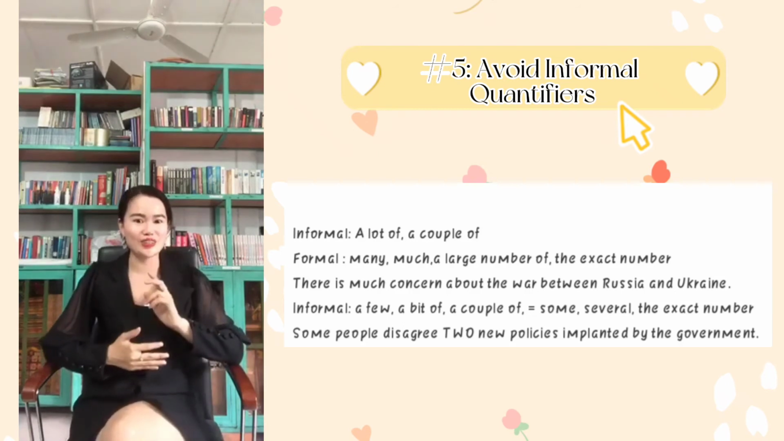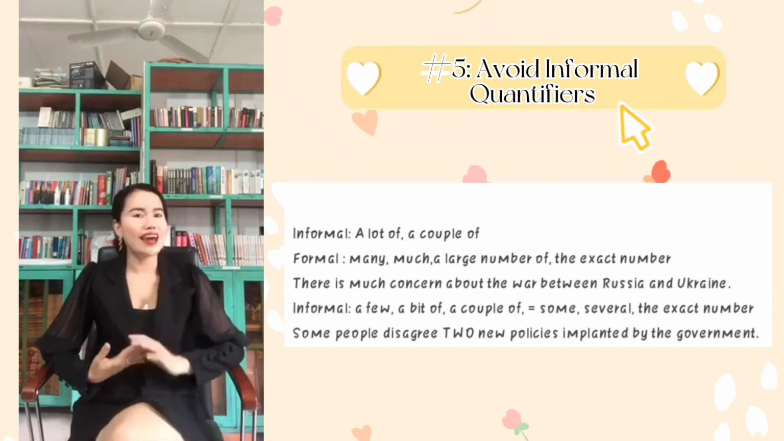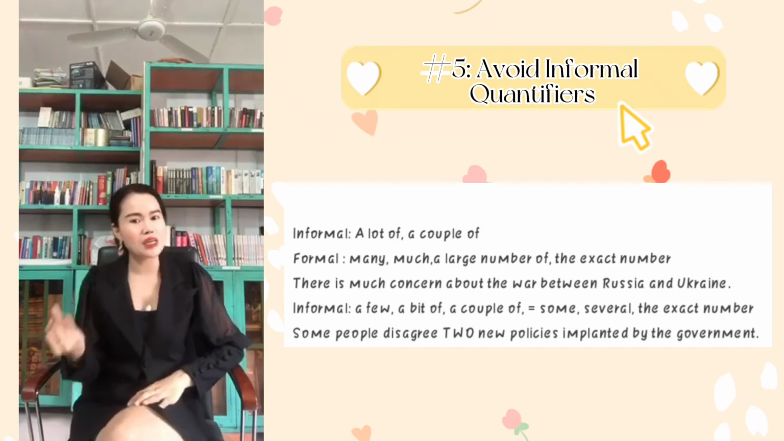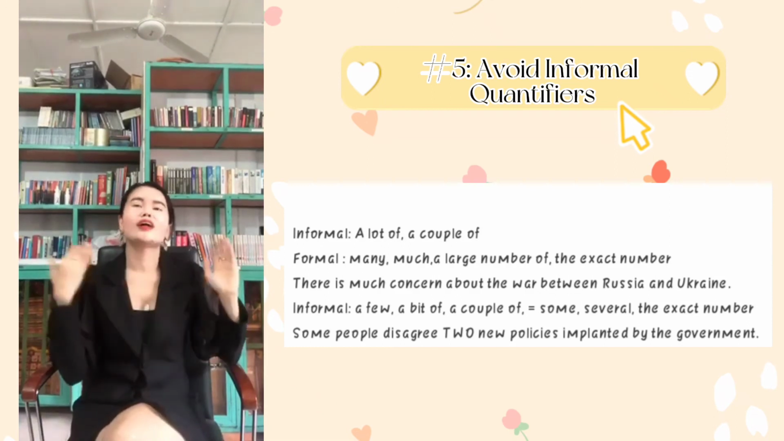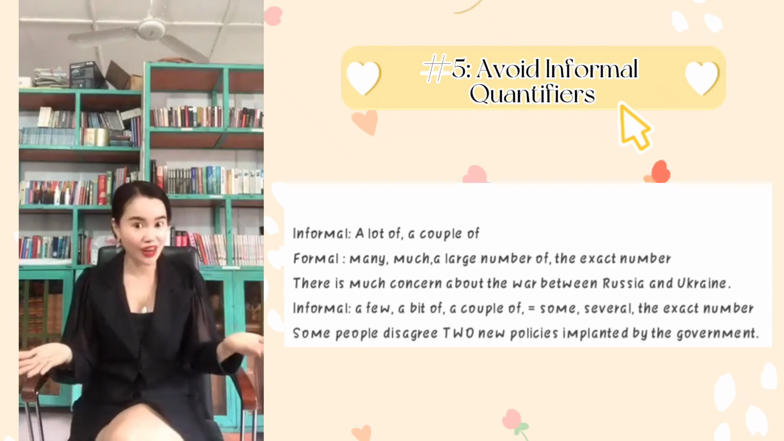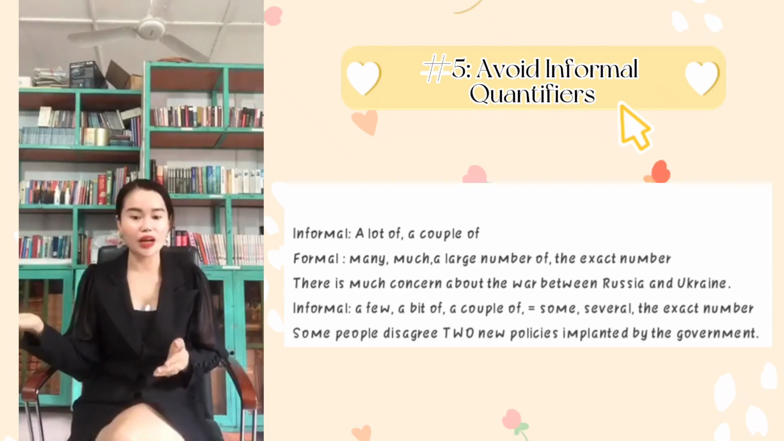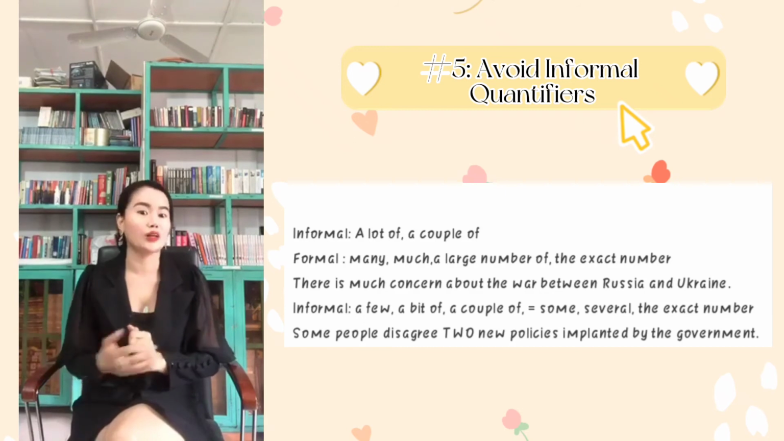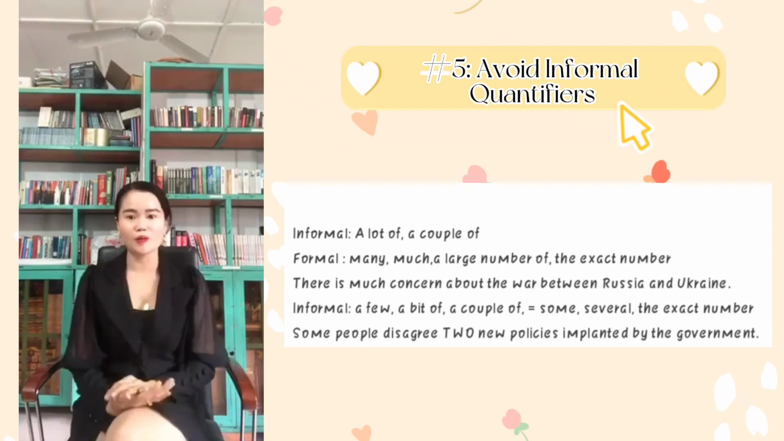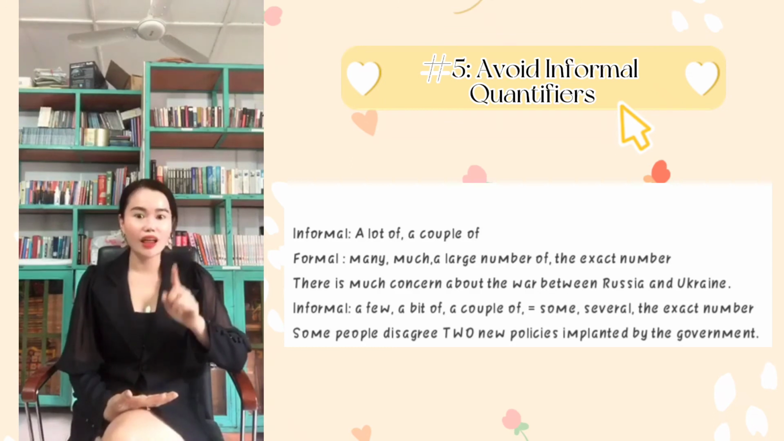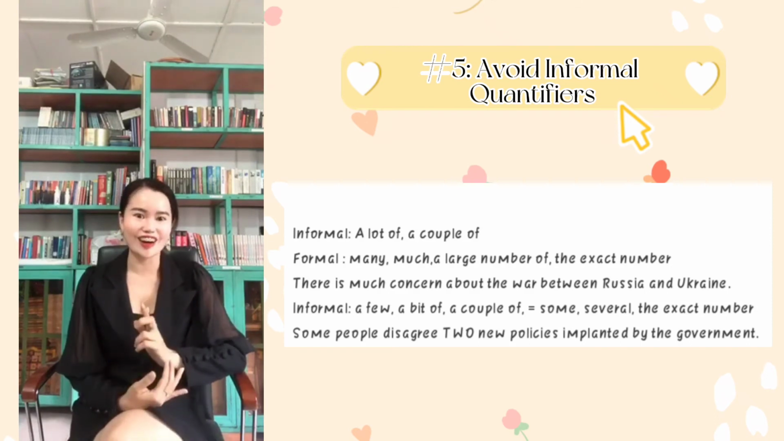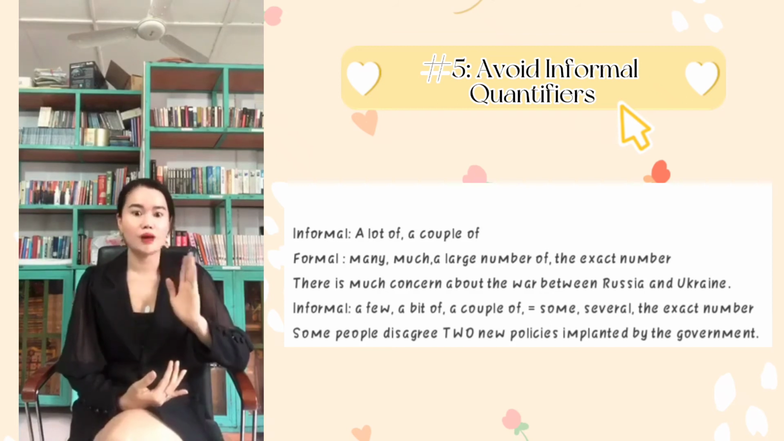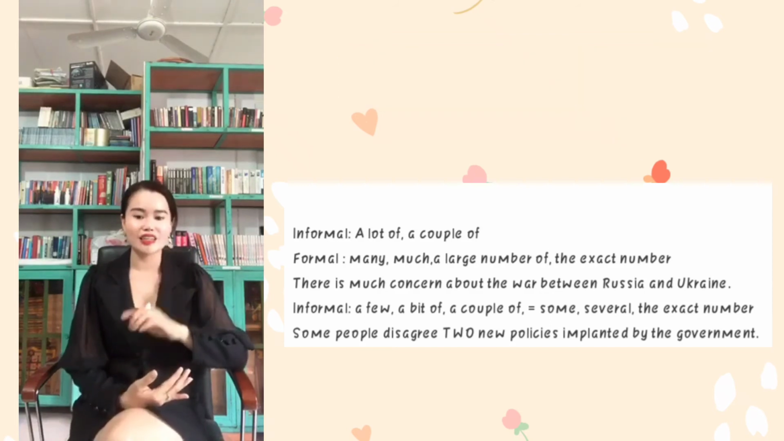So that is how you are going to use it in your writing. Next, we have a few, a bit of, a couple of. You may replace them with some, several, or the exact number as what I have been telling you a while ago. The 1, 2, 3. Example. Some people disagree with the new 2 policies implemented by the government. So instead of writing a couple of policies, you may write the exact number.